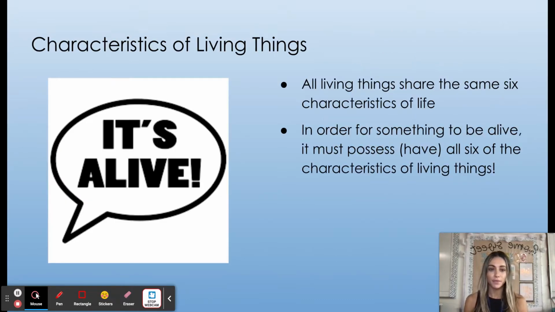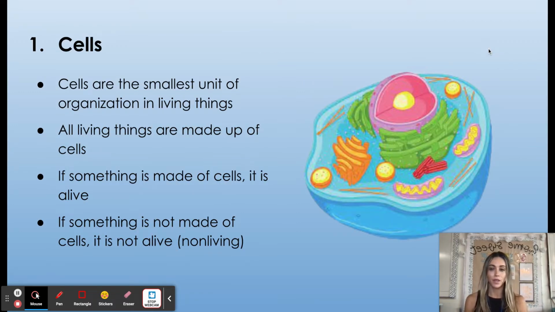So in order for something to be alive, it has to possess what we call the characteristics of living things. And all living things share the same 6 characteristics of life. And in order for something to be alive, it must possess or have all 6 of these characteristics. Now, let's talk about what they are.